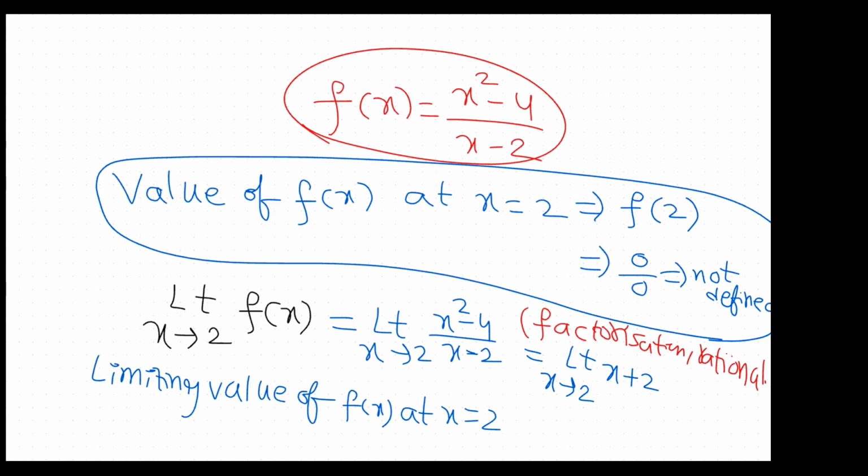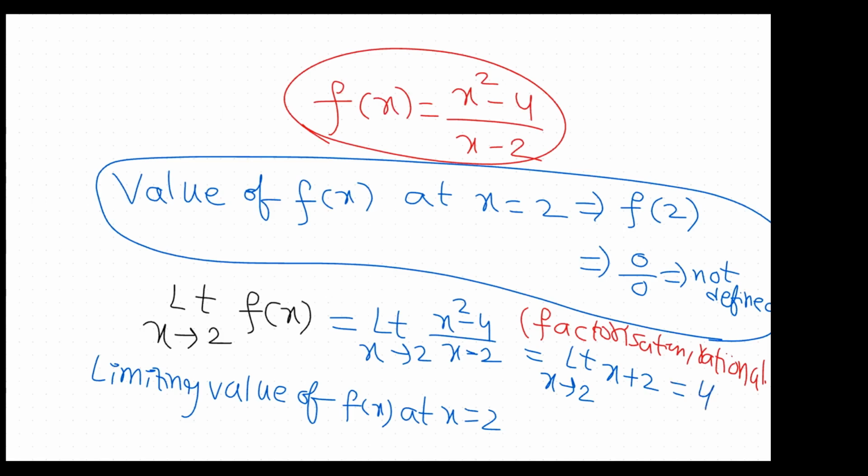X cube minus 8 factorization is what? X minus 2 into x square plus 2x plus 4 will come, right? What is the formula? a cube minus b cube is a minus b into a square plus ab plus b square, correct or not? So x square plus 2x plus 4 will come. Factorization means you should know formulas. Clear? Factorization or rationalization. So I'll substitute 2. What will I get now? I'll get 4.